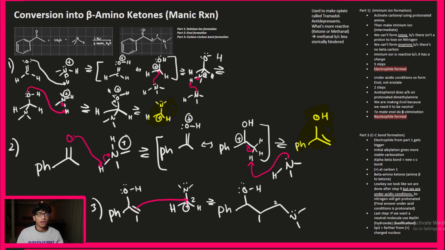We're gonna form a beta amino ketone, right? So if we're forming a beta amino ketone, this obviously is gonna have to be this. Yeah, that's honestly the answer, right? We just have to get to that. But how are we gonna do it, right?